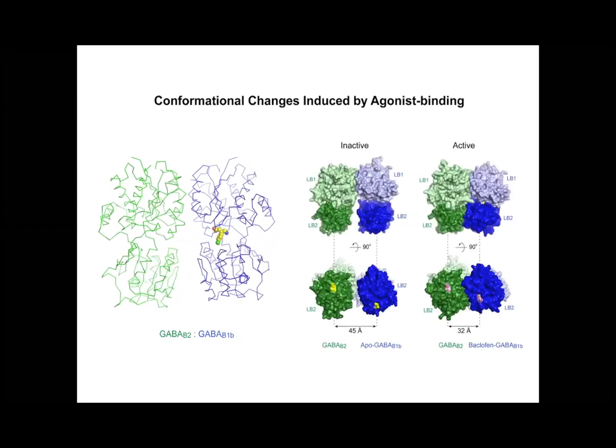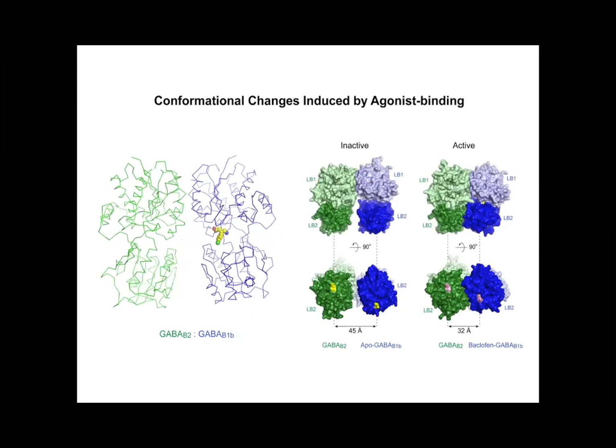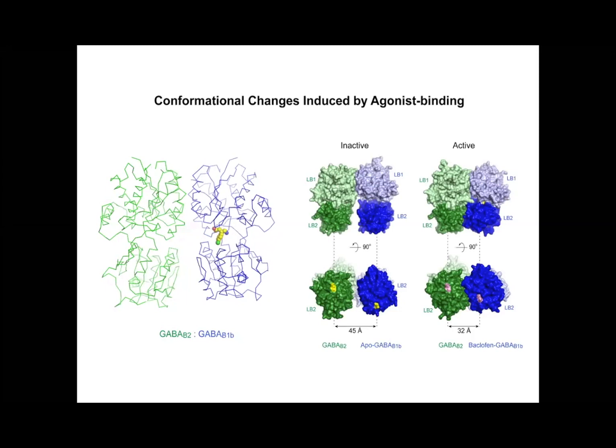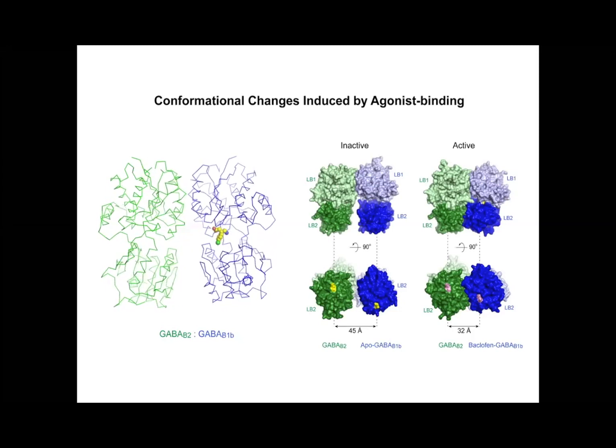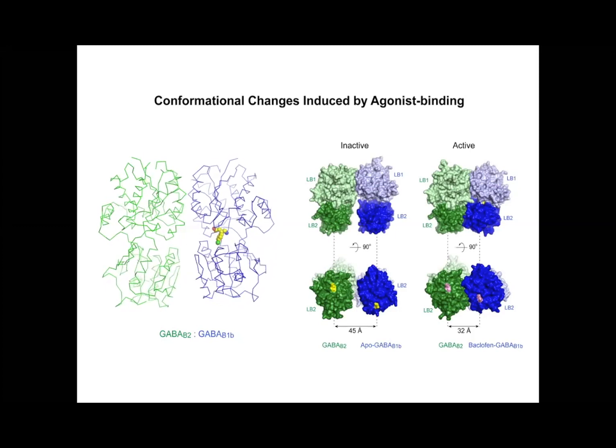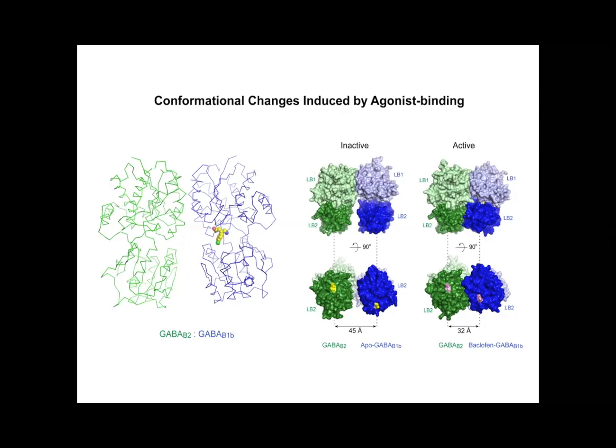In addition, agonist binding shortens the distance between the C-termini of the two subunits. The decrease in the separation between the membrane proximal LB2 domains is expected to be sensed by their transmembrane domains for receptor activation.